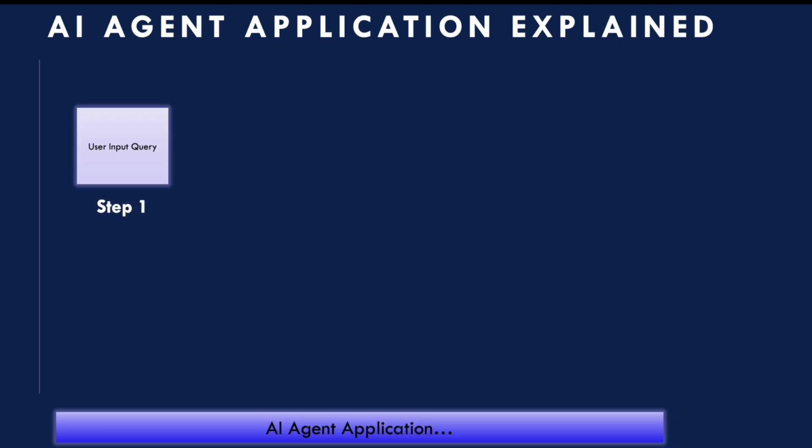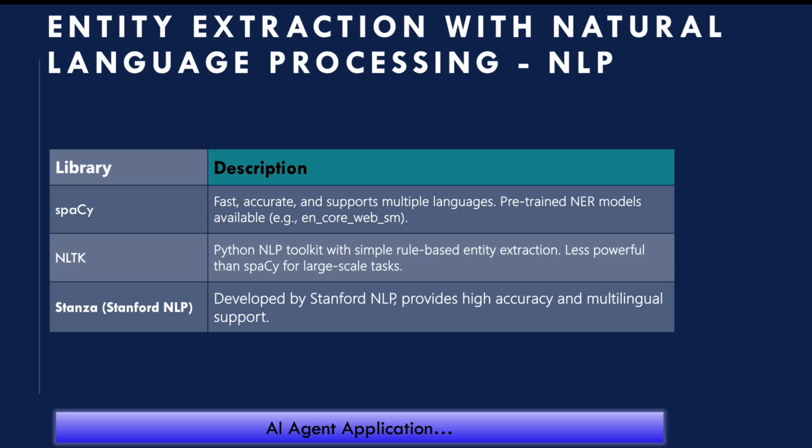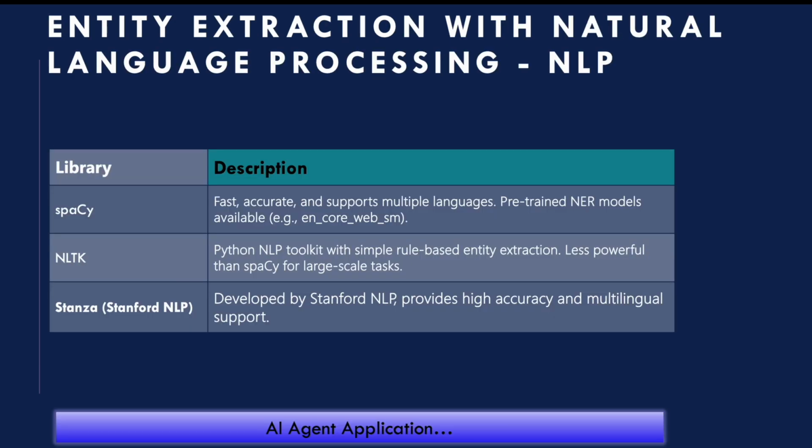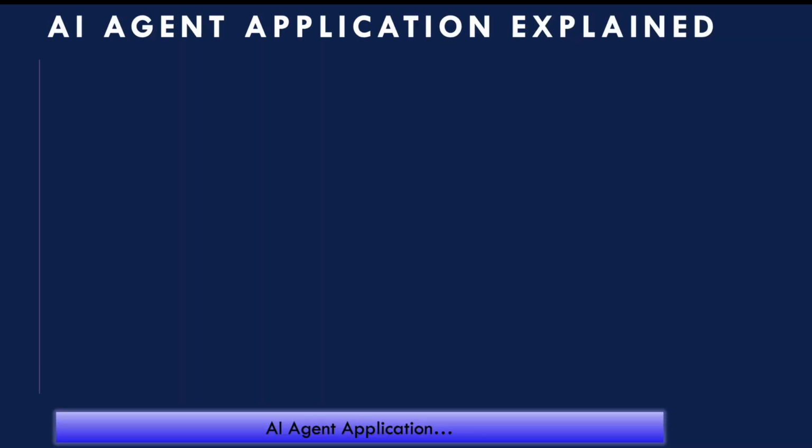Now, how does the AI agent application work? I will go back to the previous slide to give you some context again. We are going to look into this part, the AI agent application, and how it processes the user input. We are going to see the sequence of those steps. So first, the user input query.